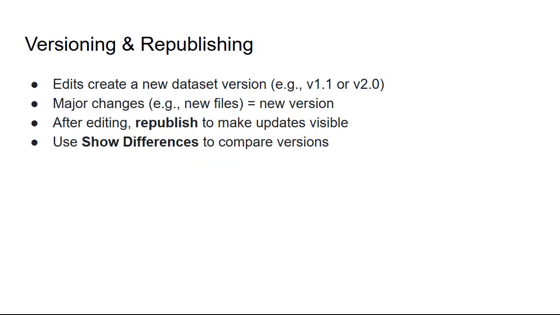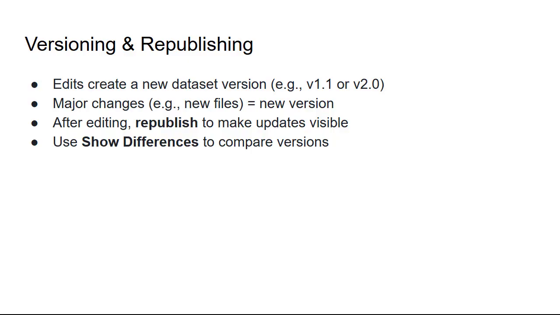Next, we'll take a look at versioning and republishing in TDR, a key part of maintaining accurate and transparent data records. When a dataset is edited, a new version is automatically created, such as version 1.1 for minor edits or version 2.0 for major changes. Major updates, like adding or replacing files, trigger a new version to ensure transparency and traceability. After making edits, be sure to republish the dataset so that updates become visible to users.